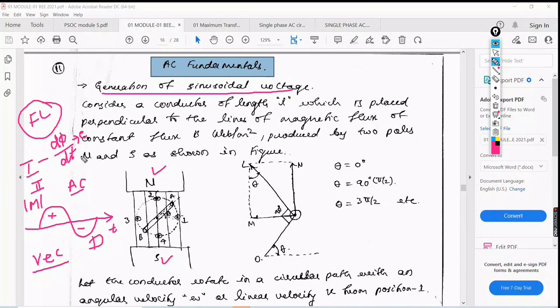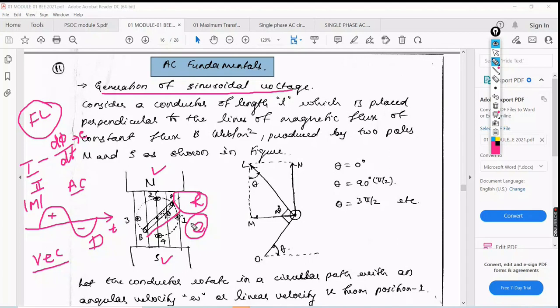That is the first law. The second law is that the magnitude of induced EMF is the rate of change of flux linking with respect to the conductor. It means that whenever a conductor is placed in a magnetic field, the relative motion between the magnetic field and the conductor will cause the induced EMF. That is the generation of the sinusoidal voltage.